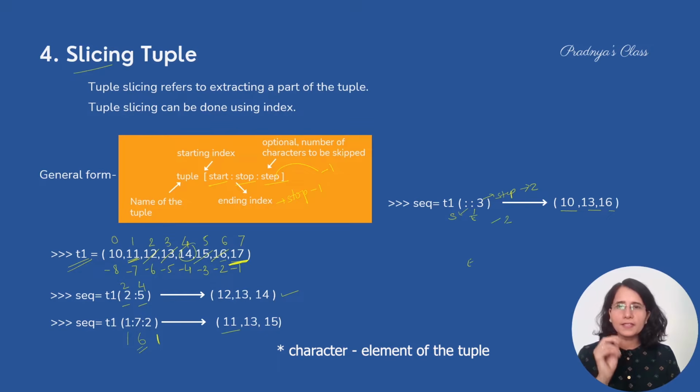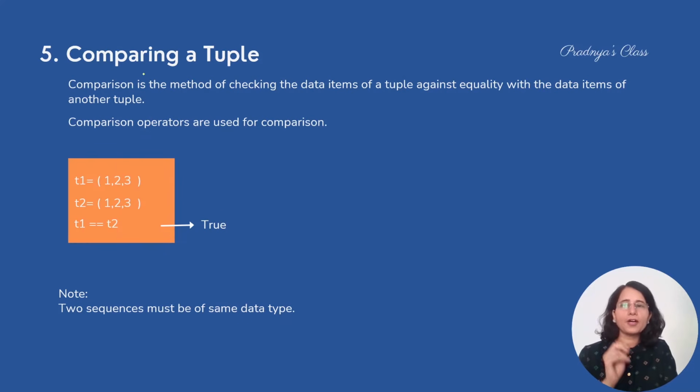It works in the same way for string, for list and even for tuple. Let's find out now how to compare a tuple. So this is the next operation. Comparing means we will compare the elements of one tuple with the elements of another tuple.